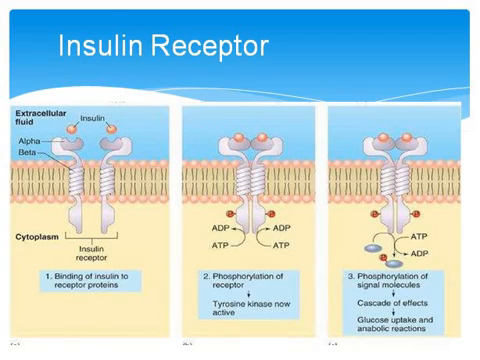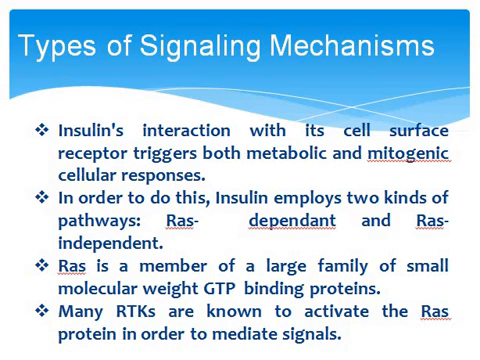Here you can see the receptor's working area, that means in the cytoplasm, how insulin binds to receptor proteins. In the next step, phosphorylation of the receptor, tyrosine kinase now starts to activate. Then in a further step, phosphorylation of signal molecules converts to a cascade of effects, then glucose uptake and anabolic reactions take place here. Then we will see the types of signaling mechanisms.